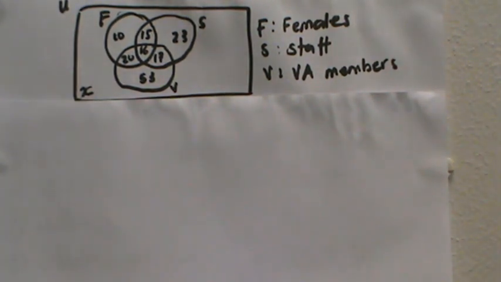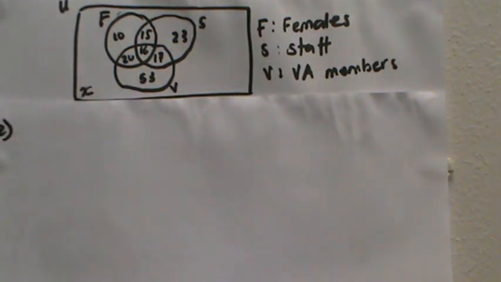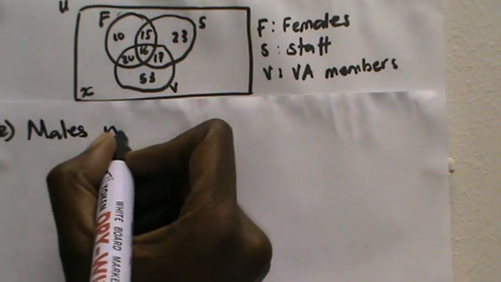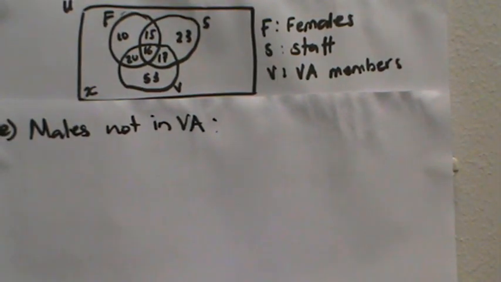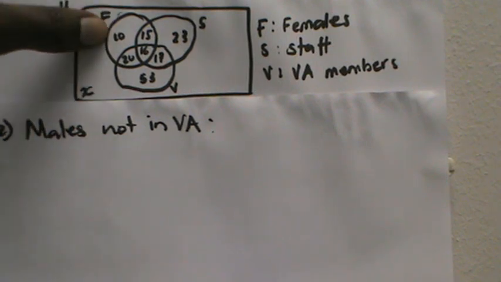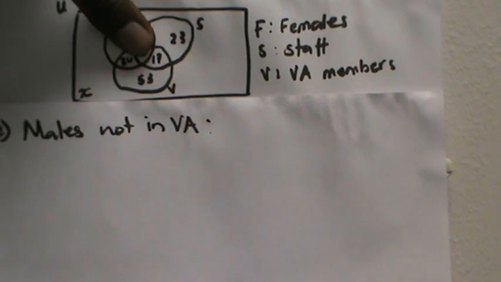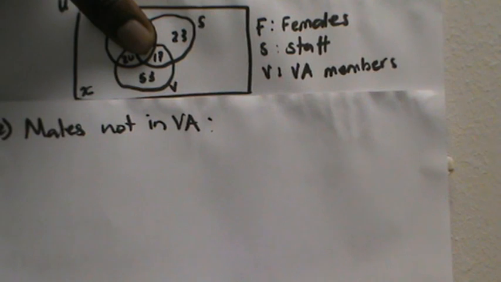Okay, so E says males not in Virgin Active. So this is males not in Virgin Active. Okay, so if they are males, that means they are not females. They're not in the circle of females. So this 10, 15, 20, and 16, we need to exclude them. So this 23, 17, 53, and X all represent different types of males.